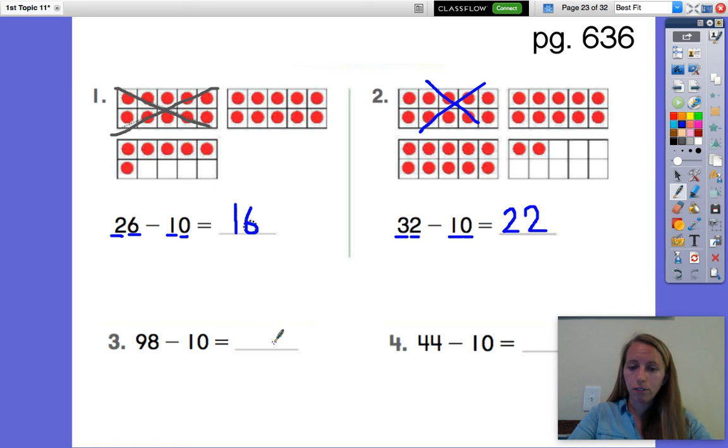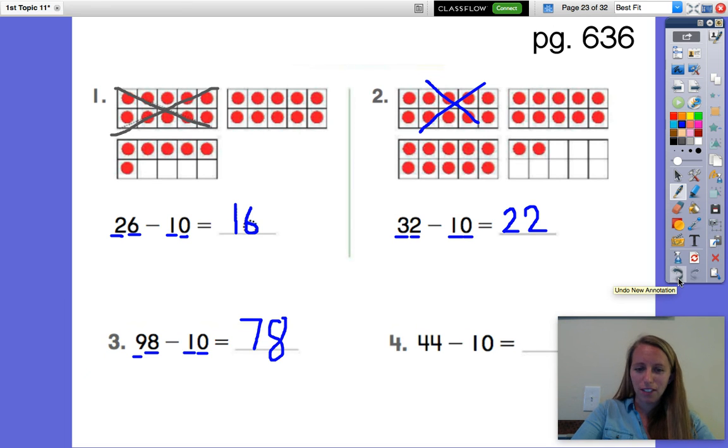Okay, numbers 3 and 4 do not have tens frames to help us, but I'm going to show you another way you can check your work without a tens frame. Let's first use mental math to solve it. 98 minus 10. Okay, we see an 8 and a 0 here. The 8 does not change. It stays the same. Now we have a 9 minus 1. 9 minus 1 is 7. Oh, Miss Black is incorrect. 9 minus 1 isn't 7. 9 minus 1 is 8. So our answer is 88. 9 minus 1 is 8, and 8 minus 0 is 8. Our final answer is 88.